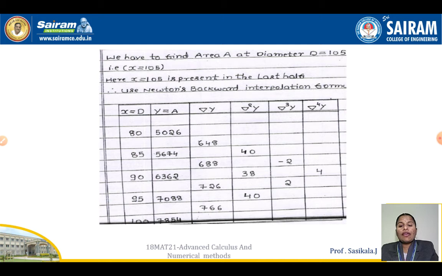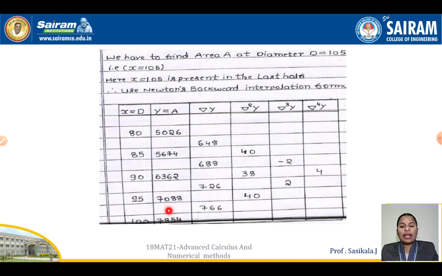Simple way: find the differences as usual, starting from the second y value. You can find 5674 minus 526, and you will get the difference value. Similarly, find the difference for every table value. There will not be any changes, it is similar to the previous one. The only thing is that, as per the formula, it requires yn, del squared yn, so you are supposed to choose these from the last value of every column.